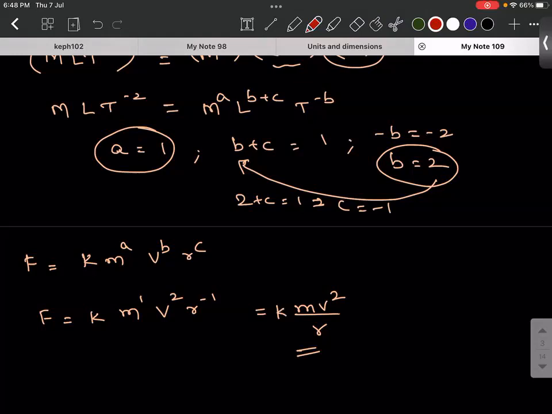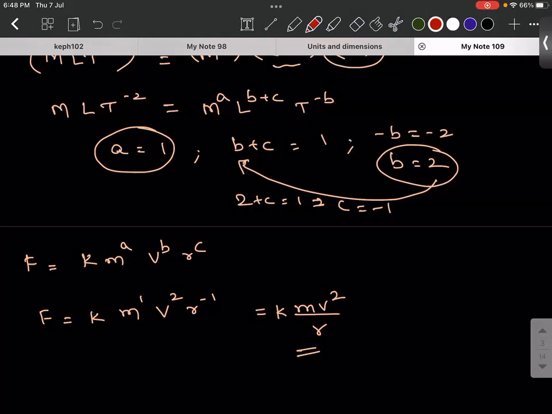K is some constant. So when you are deriving a mathematical expression using dimensional analysis, one of the major drawbacks is you will not have any information about the constant that you produce. When you find it experimentally, the value of K comes out to be 1. I'll tell you the name of this force. This force is a mathematical expression for something called centripetal force. You have heard of it?